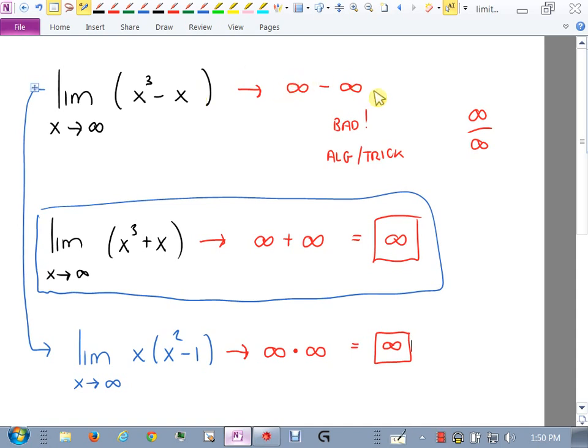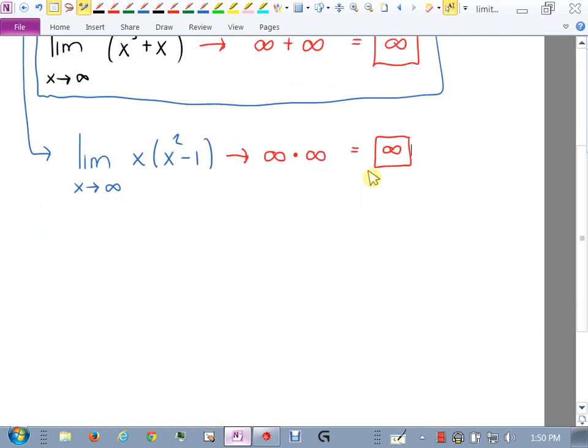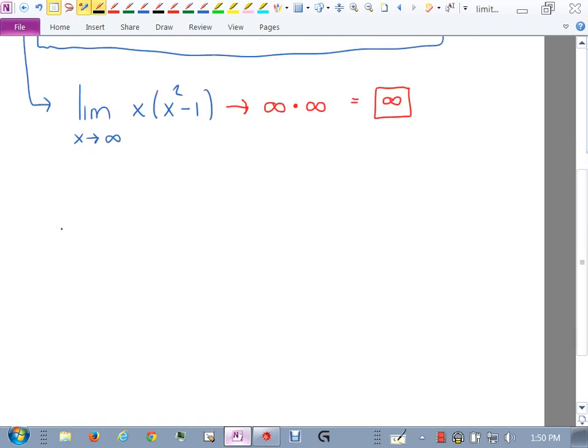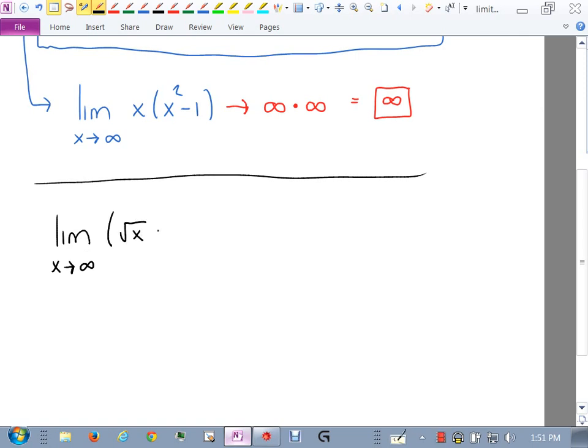So I just don't want you saying, oh yeah, anytime I see infinity minus infinity, the answer is infinity. You have to work each problem out. Let me give you another example. What would the limit as x goes to infinity of the cube root of x minus the square root of x be?